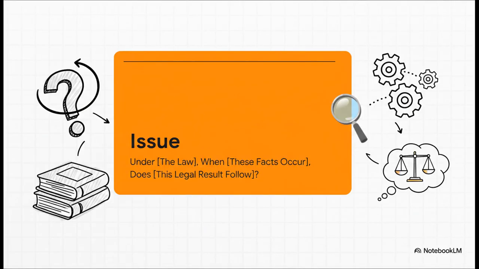First step, you've got the issue. This is where you pinpoint the precise legal question. It's a real skill, what lawyers call issue spotting. You're not just asking, who wins. You're framing it with this specific formula. Under a certain law, when these specific facts happen, does this particular legal result follow? Getting this part right is absolutely crucial.